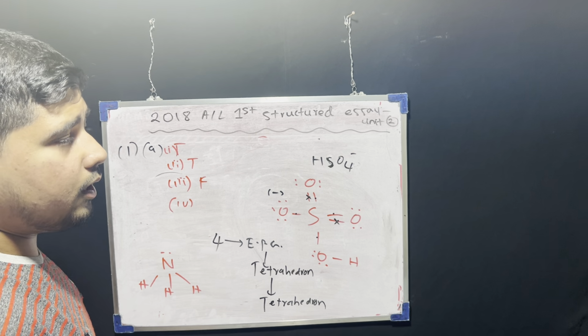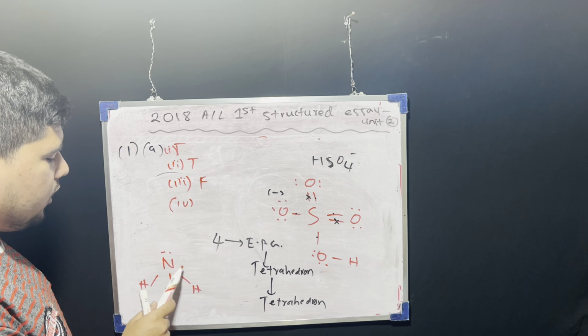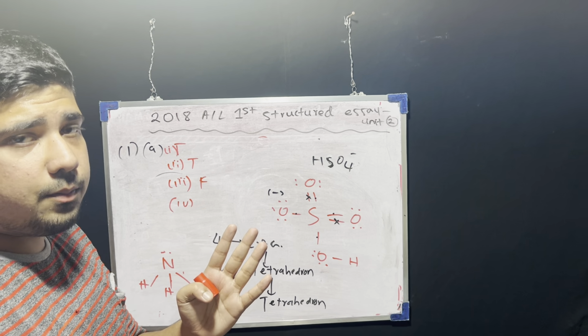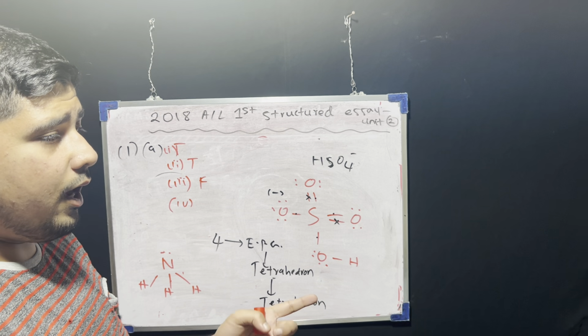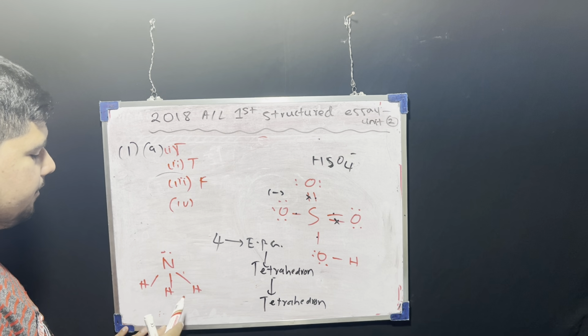In this ammonia, if they ask the electron pair geometry of nitrogen, you see 1, 2, 3, 4. There are 4 VSEPR pairs. What is the electron pair geometry? That is tetrahedral. And if they ask the shape of the molecule, that is not tetrahedral, that is pyramidal.